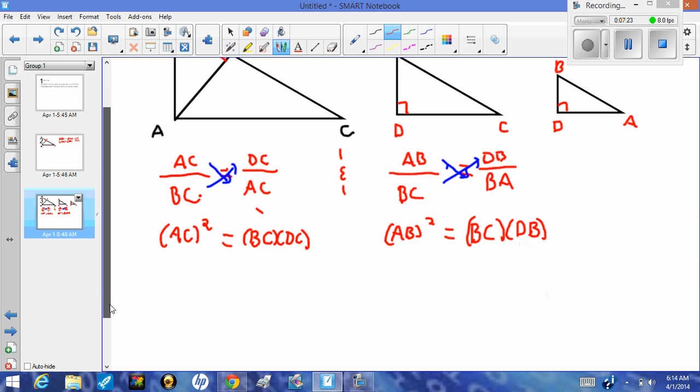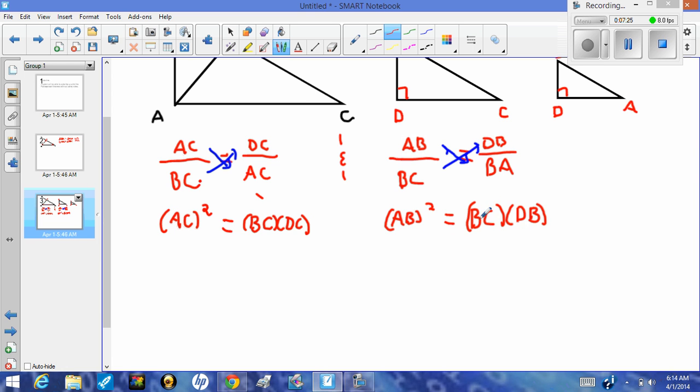So once we've cross multiplied the correct proportions, we're simply going to add these together. So I'm going to go ahead and put a plus sign in here. If I add this equation with this equation, adding the left sides of the equation, I get AC squared plus AB squared. And again, we just added this piece with this piece.